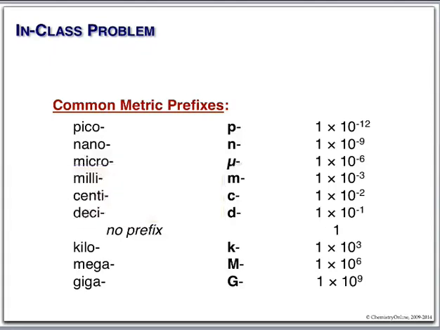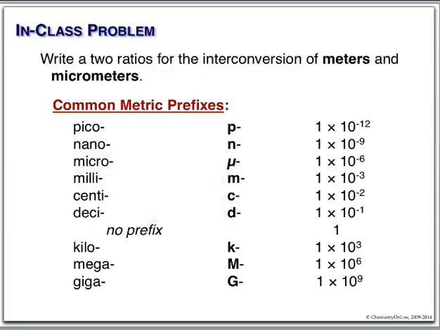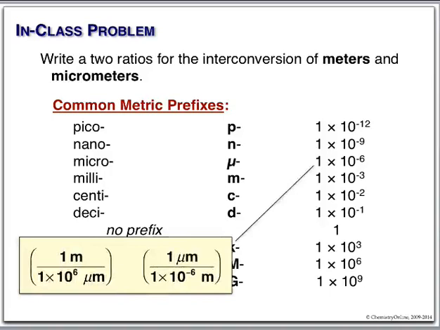Let's do another one. Meters and micrometers. Okay, where's micro on this list? Micro is the Greek symbol mu. And it stands for 10 to the minus 6. We could say, if we had 10 to the 6th micrometers, that would be the same as 1 meter. 10 to the 6th multiplied by 10 to the minus 6 is 1. We can also say 1 micrometer is this. That's because micro is shorthand for 10 to the minus 6.